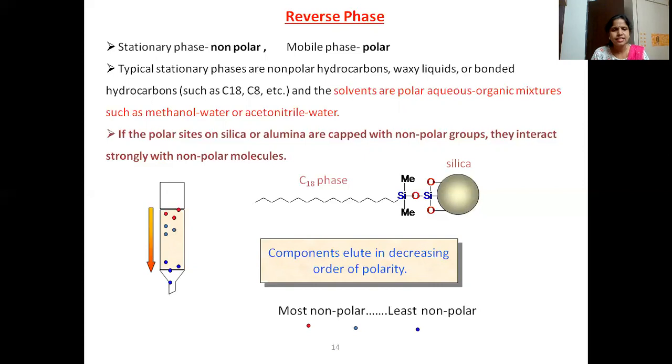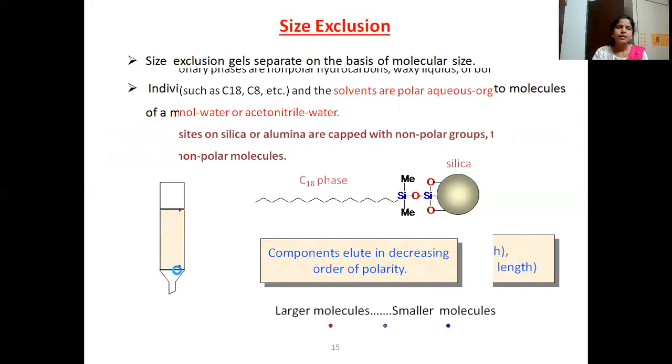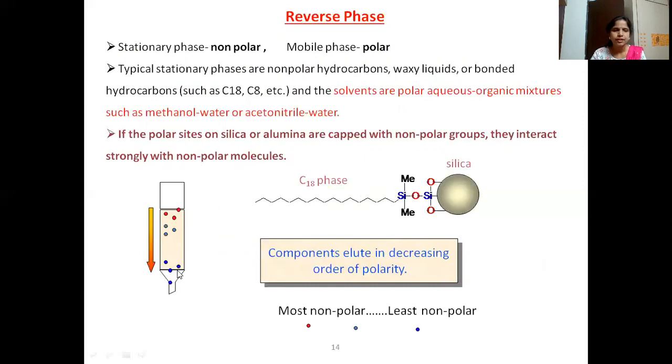So in this case, it is exactly reverse. So what are the components which are eluted out first? It is this one, dark blue colored components. So this dark blue colored components are less polar. Okay, they are less polar when compared to the red components. So components elute in decreasing order of polarity.